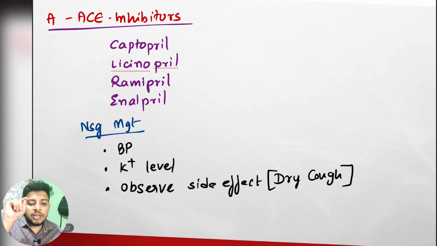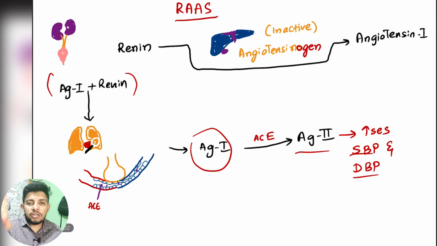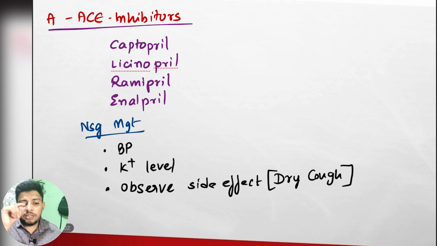Next, ACE inhibitors. I will give this in the I button. I have already said that. ACE inhibitors: the first one is captopril, then lisinopril, ramipril, and enalapril. All the drugs have pril, right? So for the nursing management, why is this needed so much? ACE inhibitor actually makes what? AG1 to AG2 conversion. That's why it is called angiotensin converting enzyme.